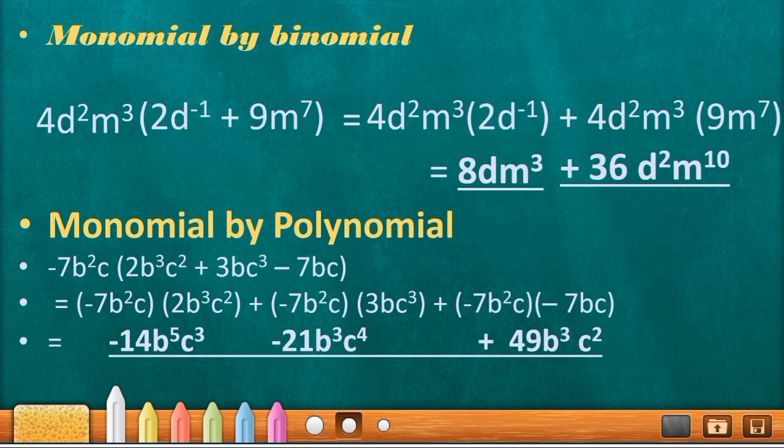Multiplying monomial by polynomial. So, ganun din, we use distributive property. We multiply the monomial to each term in the polynomial.